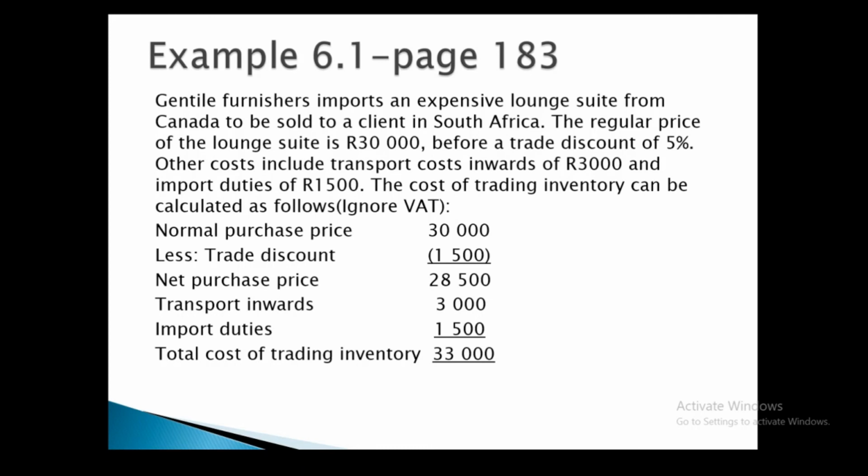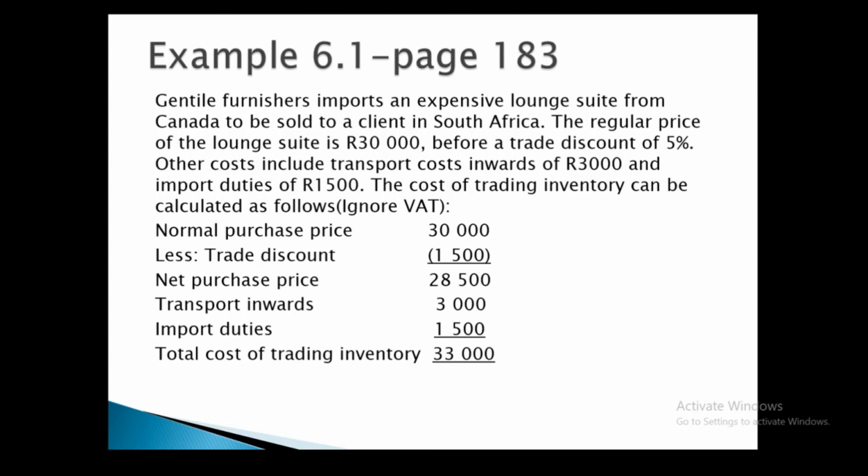Example 6.1 on page 183. Gentile Furnishers imports an expensive lounge suite from Canada to be sold to a client in South Africa. The regular price of the lounge suite is 30,000 Rand, before a trade discount of 5%. Other costs include transport costs inwards of 3,000 Rand. That means they're paying to get the lounge suite to them, and import duties of 1,500.